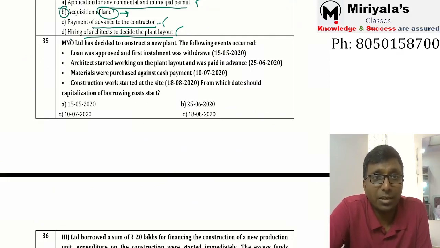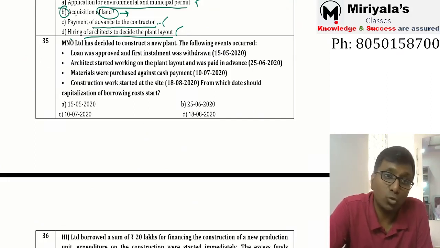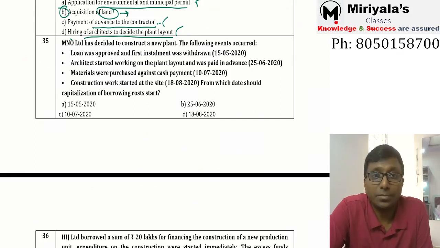Architect started working on the plant layout and it was paid in advance. Fine, 25th June started. Materials were purchased against the cash payment. Material for what? For the qualifying asset. 10th July. Construction work started at the site on 18th August.